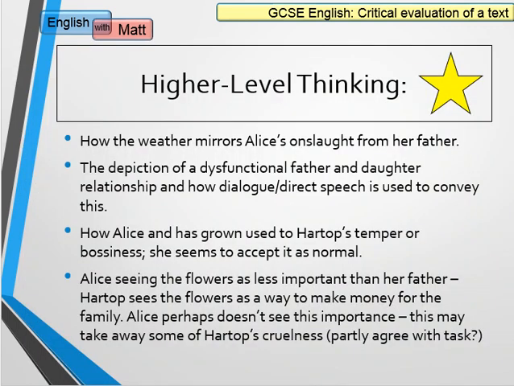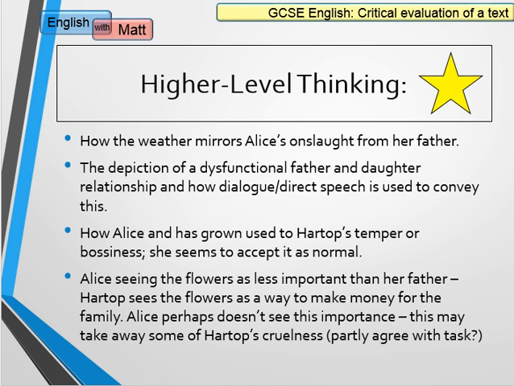One of the things that you can also do is to think about these points for high-level thinking. So we've already said these really. How the weather mirrors Alice's onslaught from her father. So clearly the writer has deliberately chosen quite stormy weather, which could reflect metaphorically the barrage of commands and the barrage of interrogatives that she has to endure from her father. You could say that this is a depiction of quite a dysfunctional father and daughter relationship, and the dialogue, or the direct speech, same thing, is used to convey this. So clearly the reason why the writer has decided to include the dialogue here is to give us an insight into the dynamic between them.